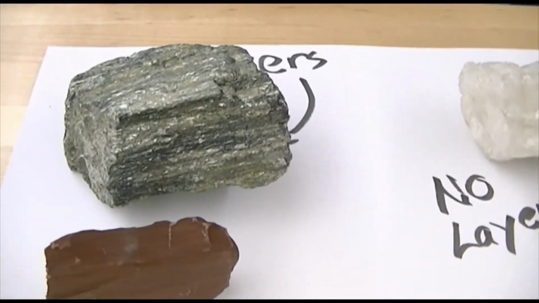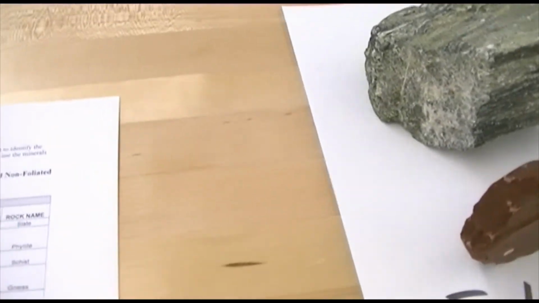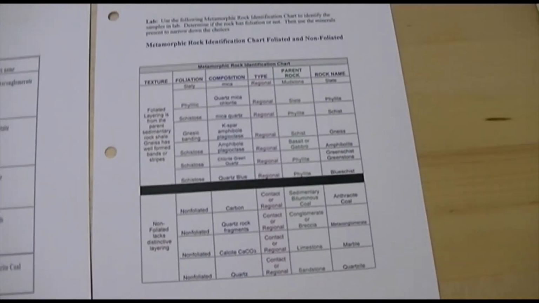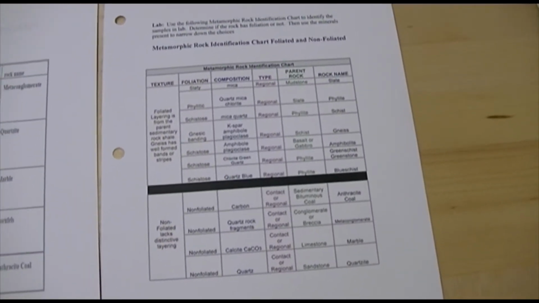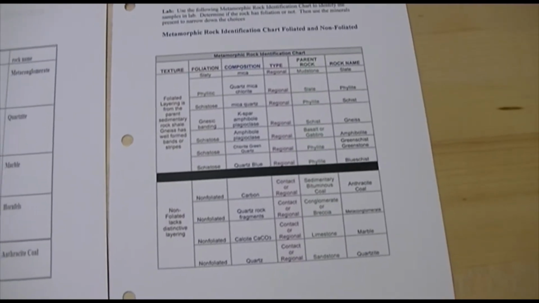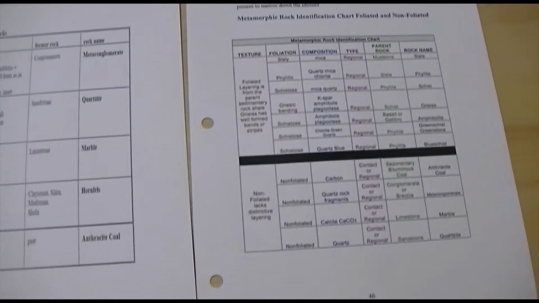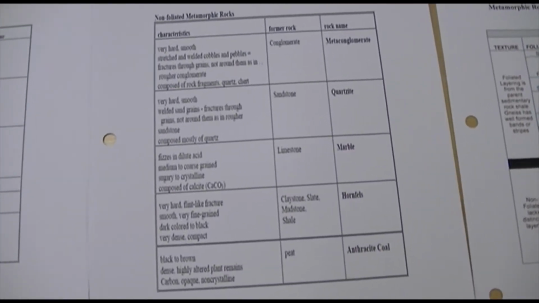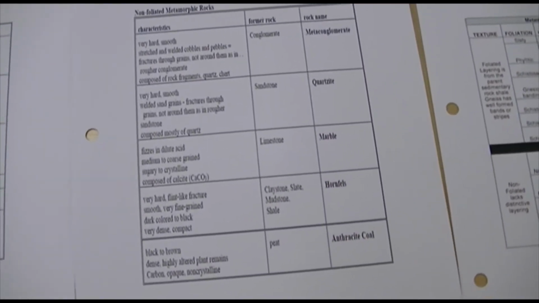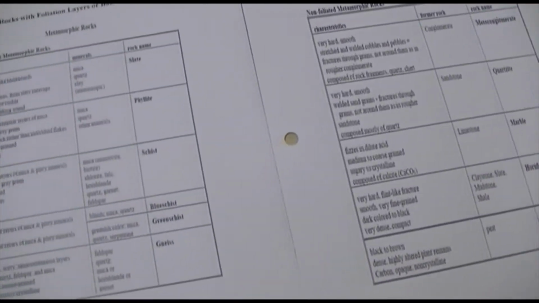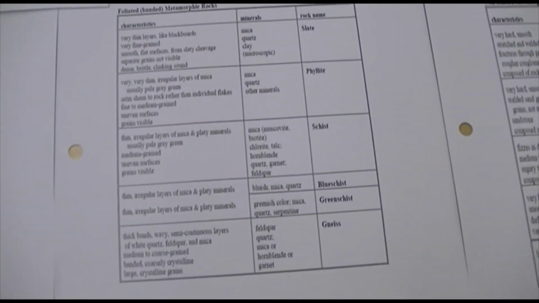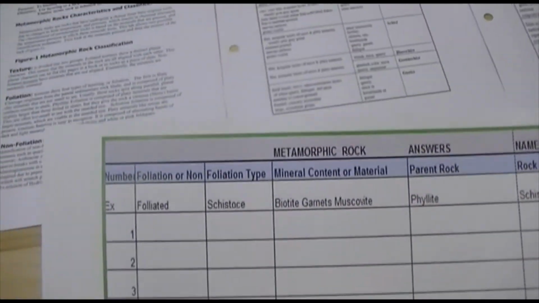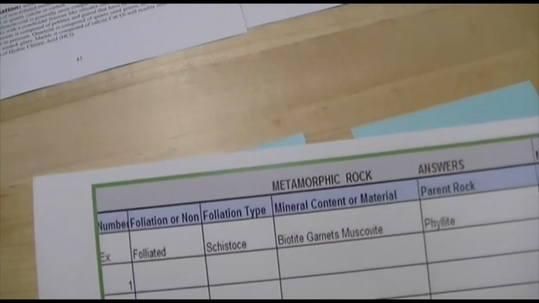Basically there are two charts, and I combined those two charts into this one chart here, and the black line separates the non-foliated rocks from the foliated rocks. This chart here is all the non-foliated rocks, and this one is the foliated rocks, the rocks with layers. So again, we're going to take our lab worksheet. We're going to ask ourselves a question. So let's go over the example here.